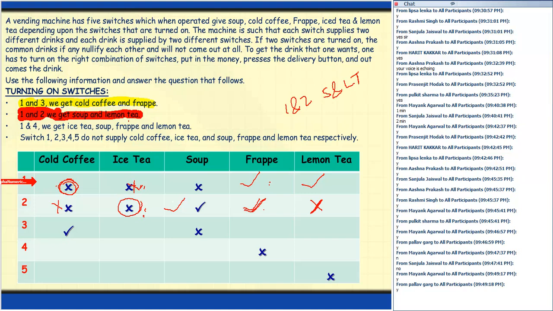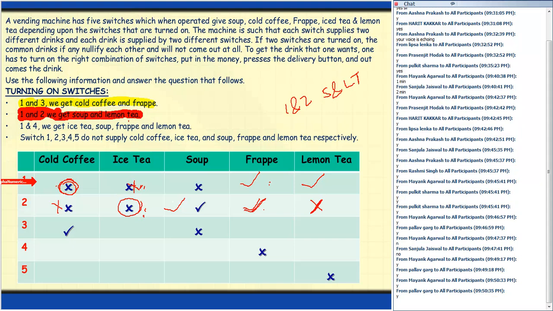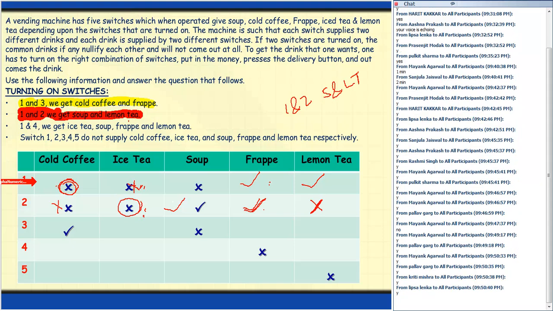Is that clear to all of you till this step? Before I move forward, please tell me yes or no. Okay, great. So let's now next step here is just look at here. Now again I'll go back to the combination of 1 and 3. From 1 and 3 we should only get cold coffee and frappe. Cold coffee and frappe. So देखते हैं हम यहाँ से 1 and 3 cold coffee आ रहा है.